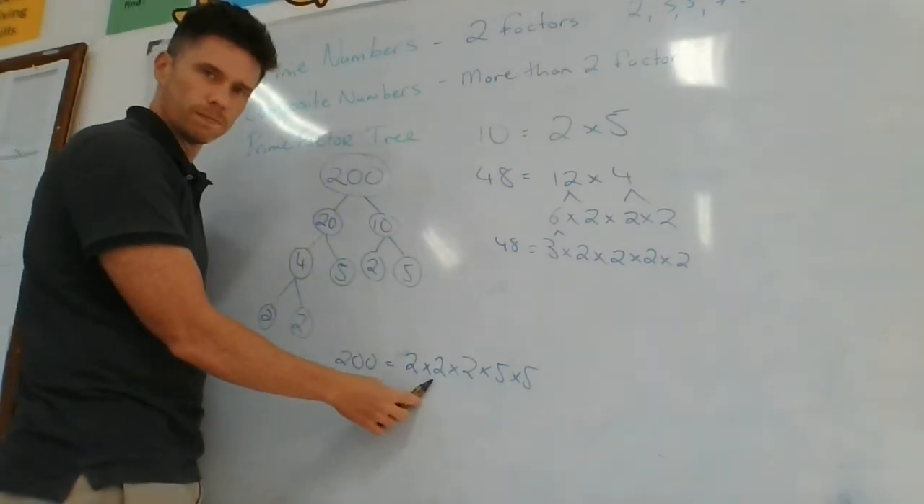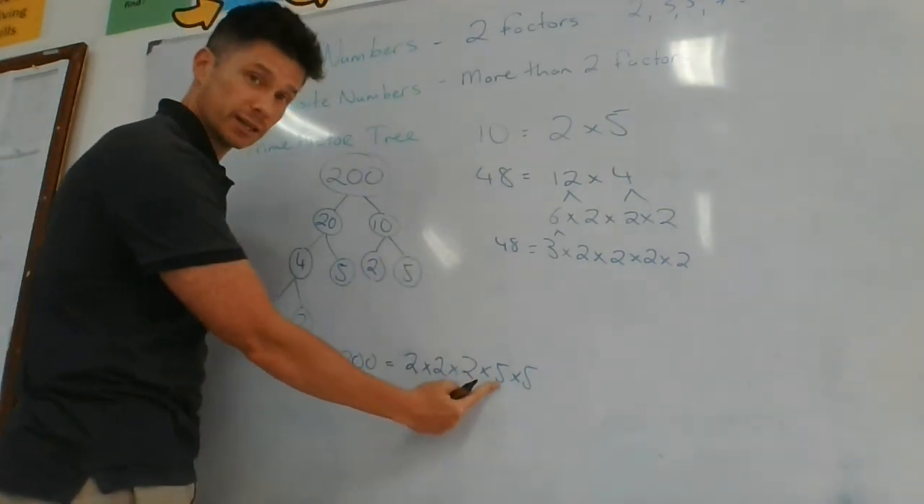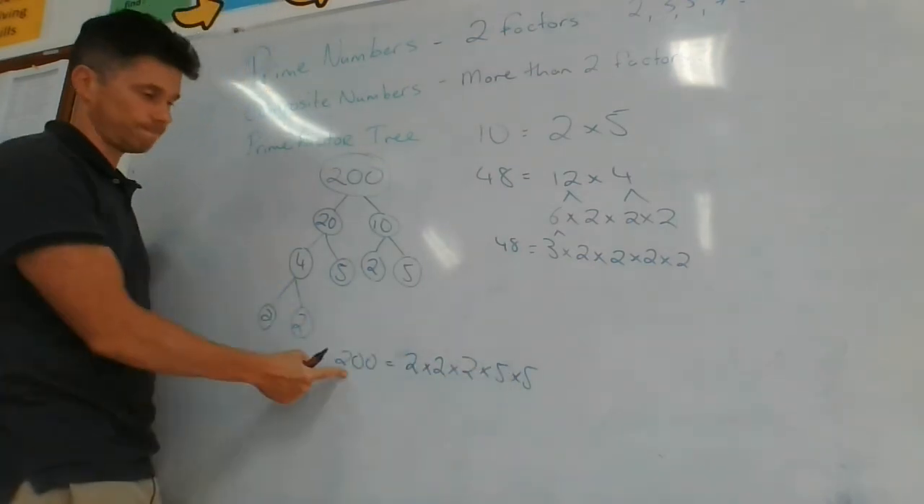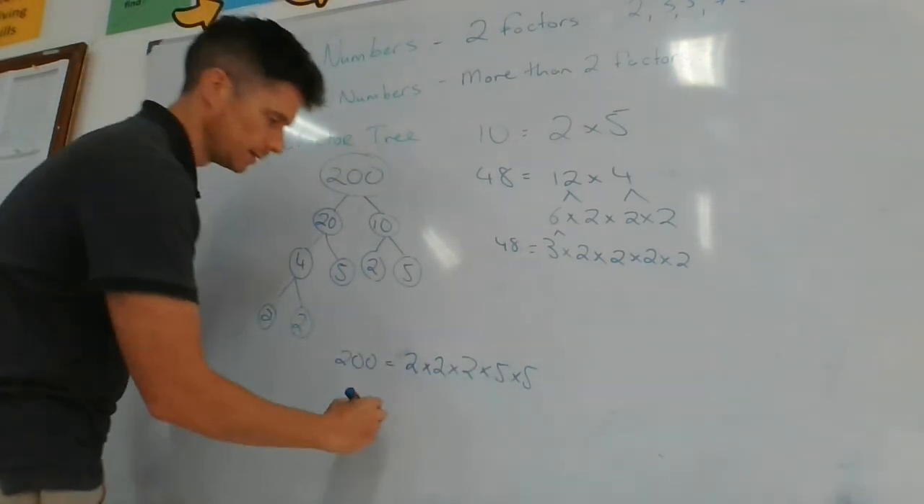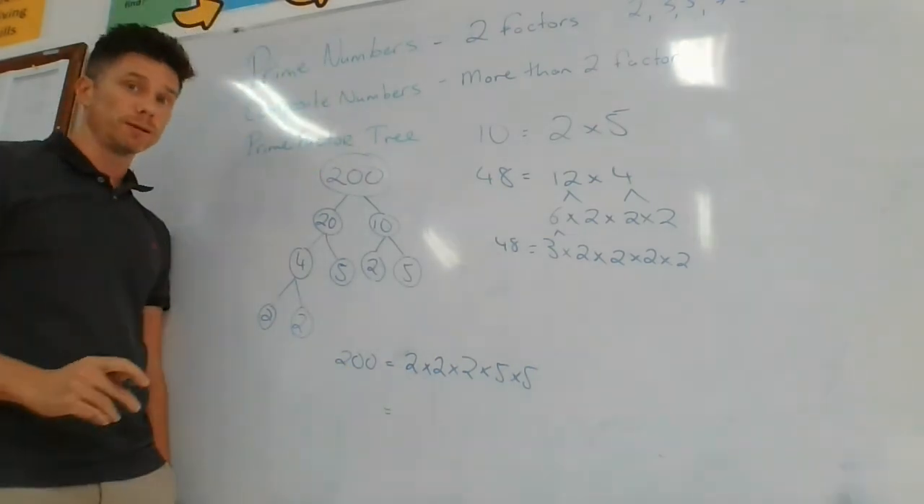2 times 2 is 4. 4 times 2 is 8. 8 times this 5 is 40. And 40 times 5 is 200. Boom, I'm correct.